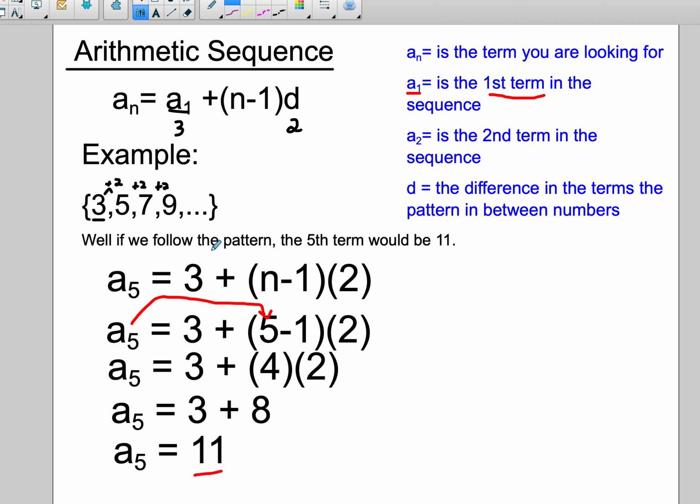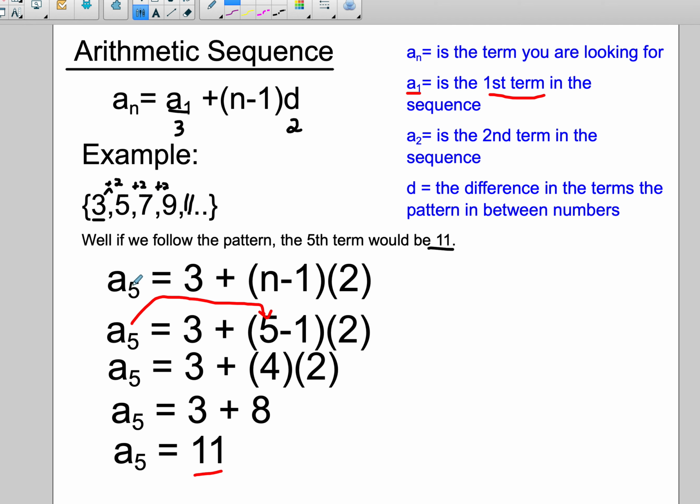Okay, so if you look down here, I've already given you a problem. After we follow the pattern, what would the fifth term be? If you're looking at it, it is pretty simple: 5, 7, 9. Well, the next one should be 11. But this formula will show you how to get 11 without having all the numbers in the sequence.